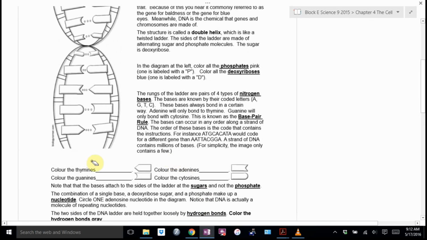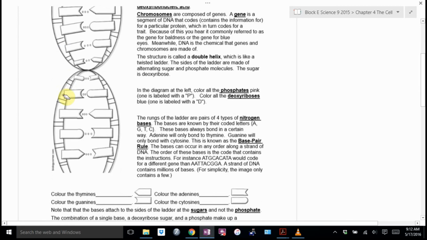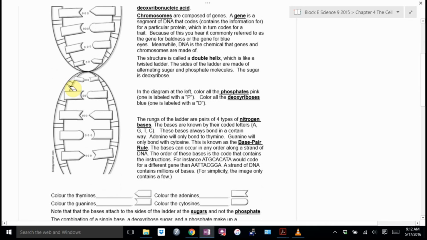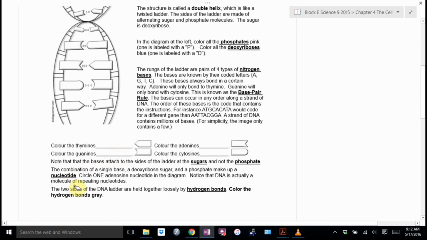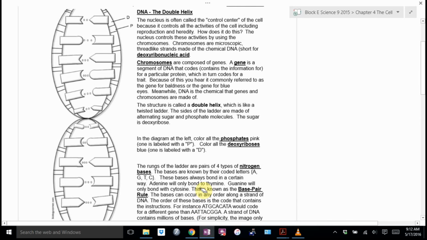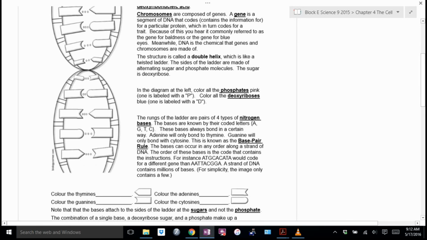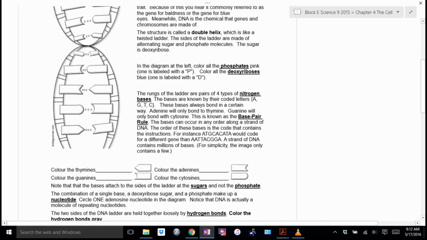What are the hydrogen bonds? I think the sides of the DNA are held together by the hydrogen bonds. Where am I putting the hydrogen bond? I always have to think about this. I think the dots there are the hydrogen bonds. Yeah, that makes sense. There's the dots. Okay, you're going to color those gray.